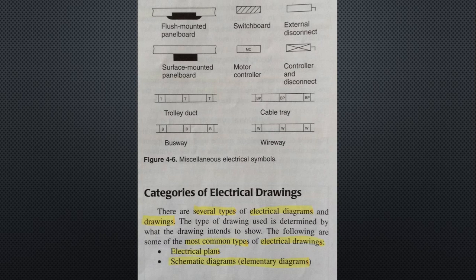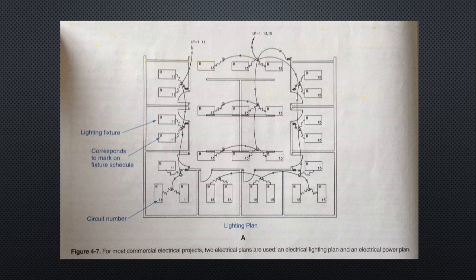Categories of electrical drawings. There are several types of electrical diagrams and drawings. The type of drawing used is determined by what the drawing intends to show. The following are some of the most common types of electrical drawings: electrical plans, schematic diagrams or elementary diagrams, single line drawings or one line diagrams, and schedules.